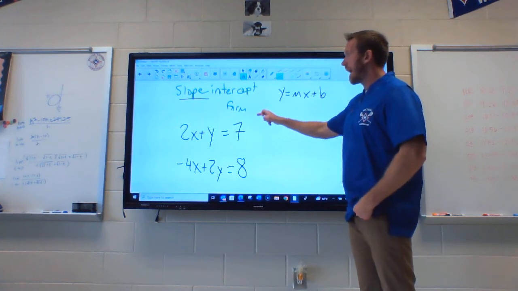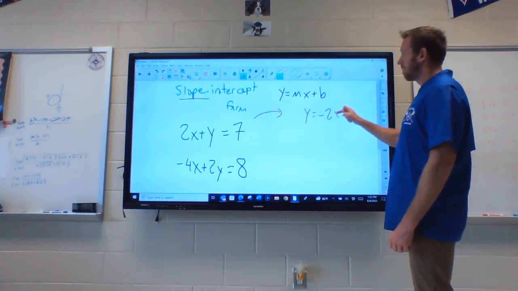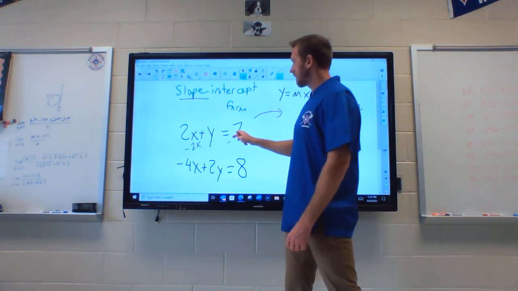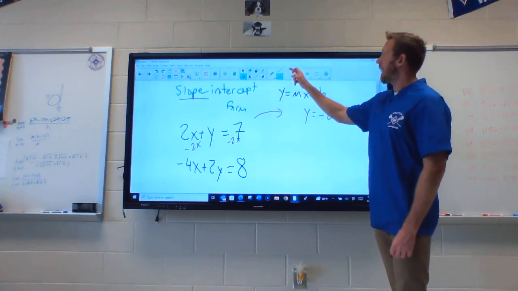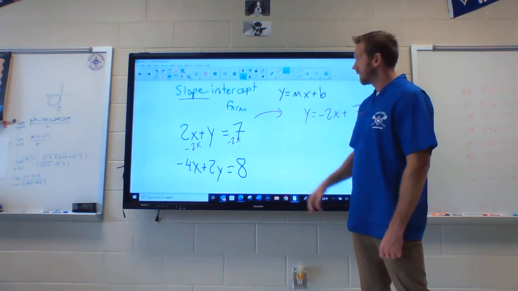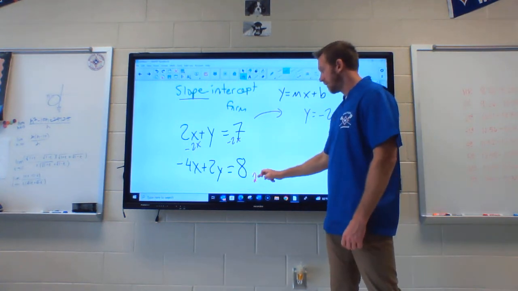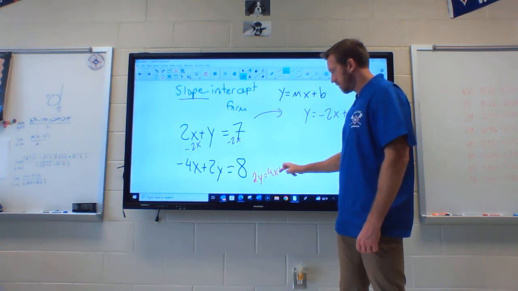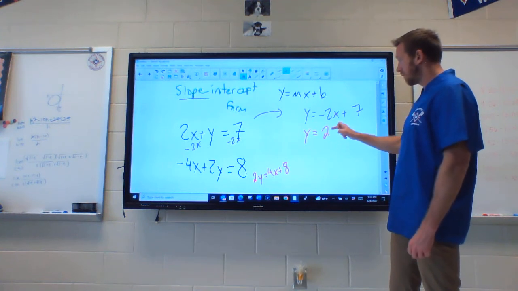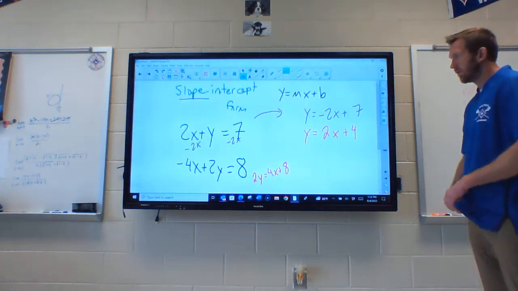You will first be tasked with solving them for y. So solving this for y means I move the 2x over by subtraction, and now it is in slope-intercept form. Over here, I move the 4x over by addition, and then I have to divide everything through by 2. You get y equals 2x plus 4. Okay?